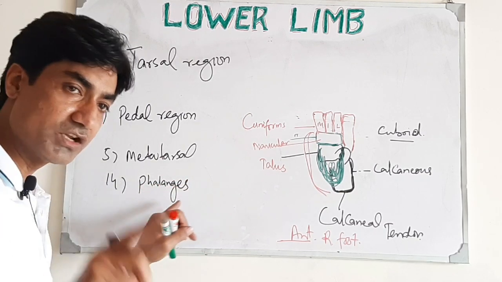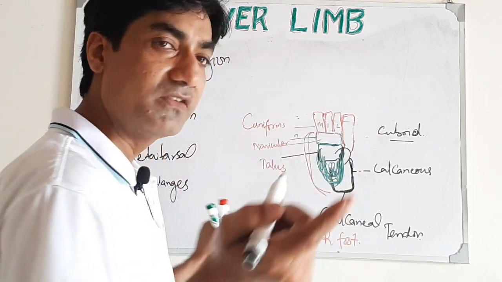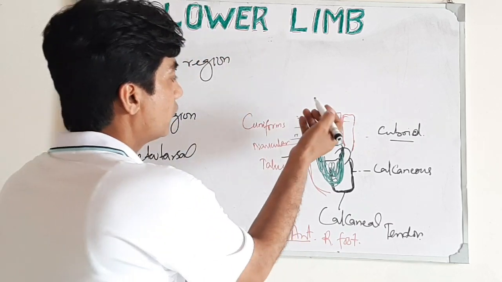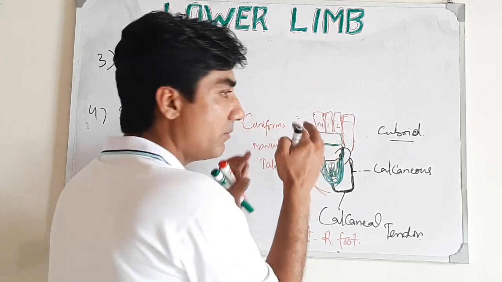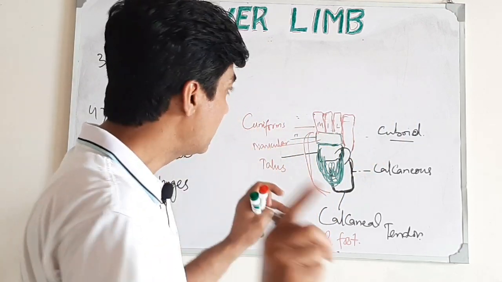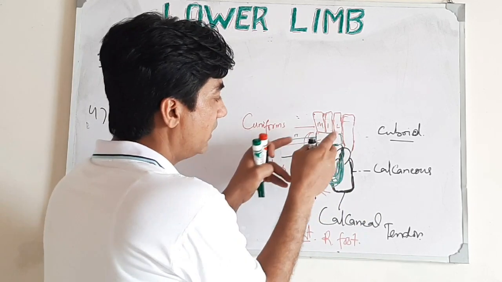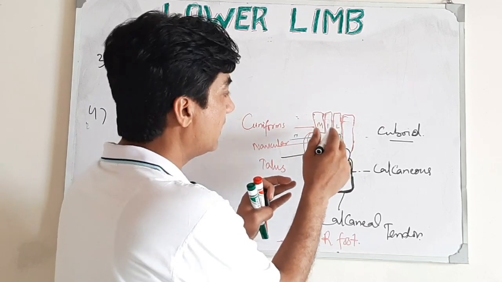The structure of metatarsals is similar to the metacarpals, as we had discussed in the upper limb. So here are the 5 metatarsals, from medial to lateral. The first 3 metatarsals are connecting with the tarsal region at the cuneiform bones, that is medial, intermediate and lateral.